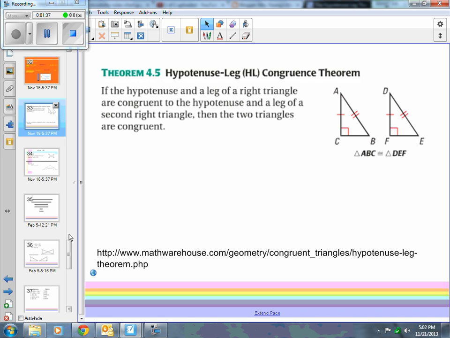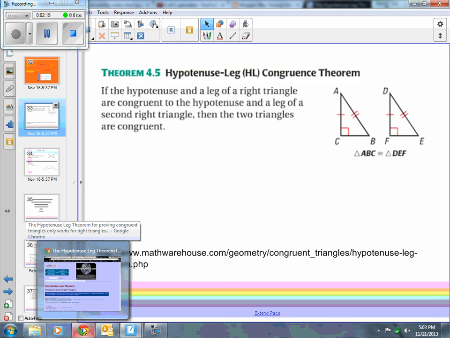So basically what that is saying is if I find that AC is congruent to DF, and I find that my hypotenuse AB is congruent to DE, and I know that these are right angles, there's no reason I need to find that CB is congruent to FE. I can simply state that these two triangles are congruent by the HL or hypotenuse leg theorem. Okay? Just like the SSS or the SAS, you can use this acronym HL and everyone will know what you're talking about.